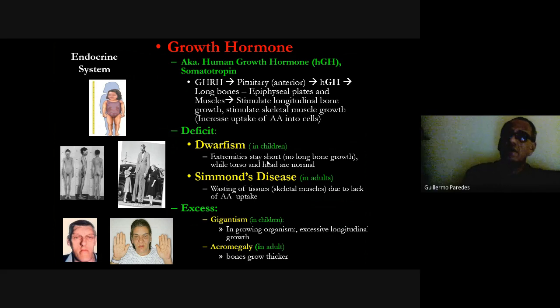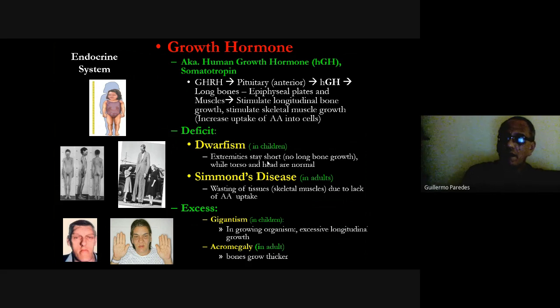4'8" or less, that is when we start to consider it dwarfism. Simmonds' disease: when you have a deficit of growth hormone in adults, what they're going to get is wasting of tissues, especially the muscles. The muscles become very thin.